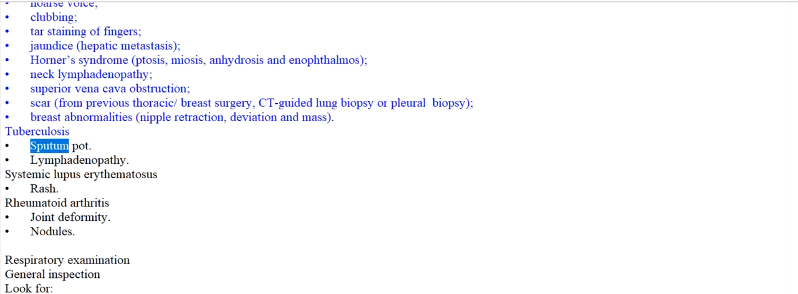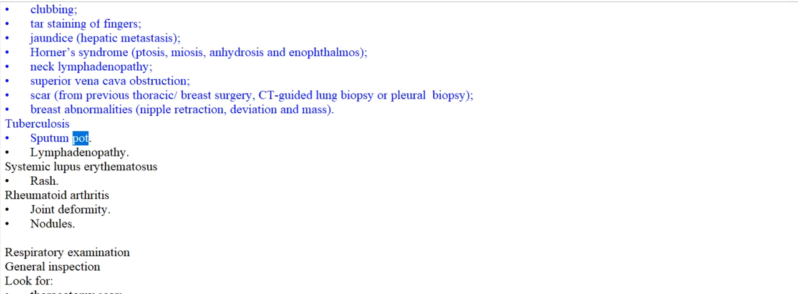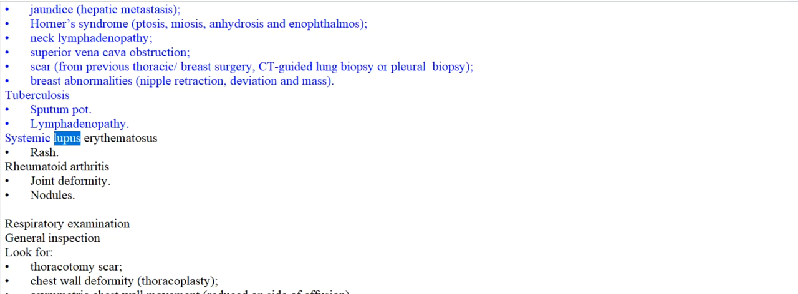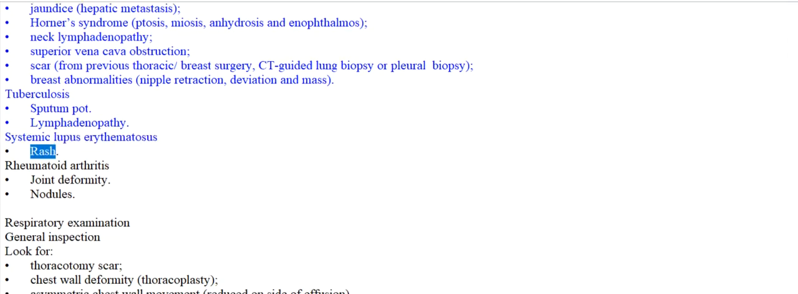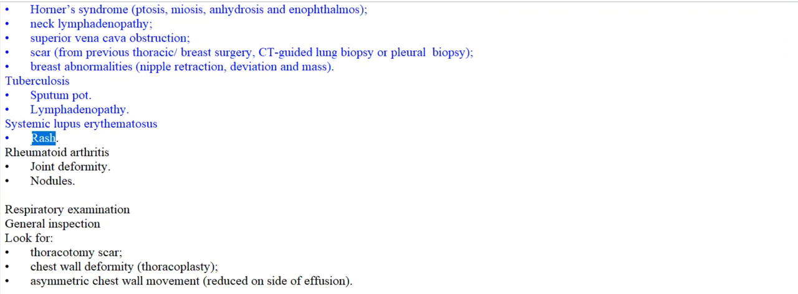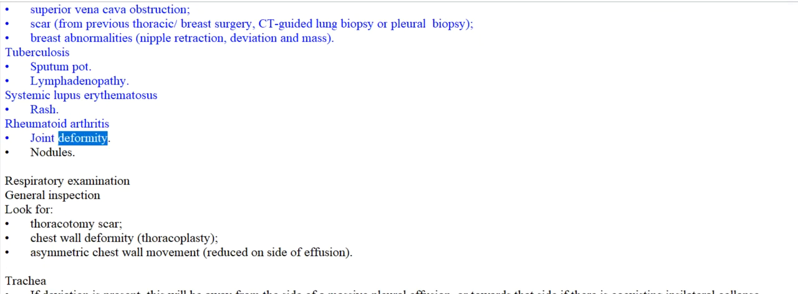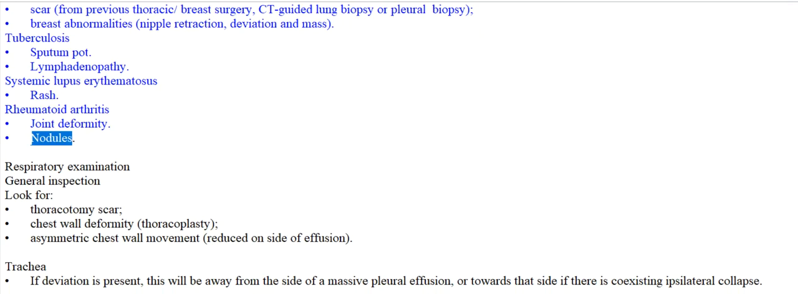Tuberculosis. Sputum pot. Lymphadenopathy. Systemic lupus erythematosus. Rash. Rheumatoid arthritis. Joint deformity. Nodules.